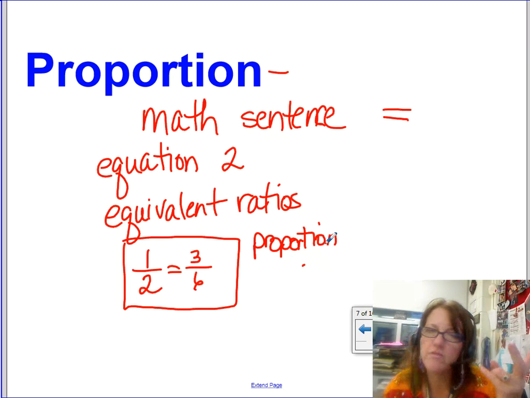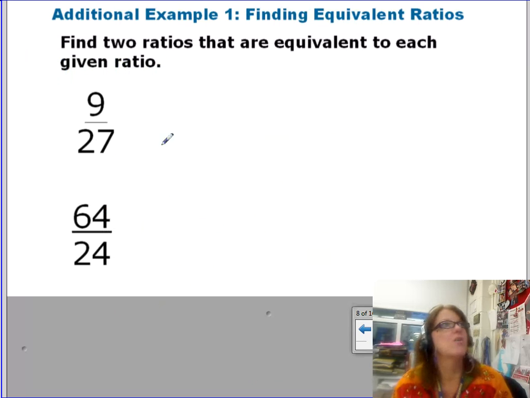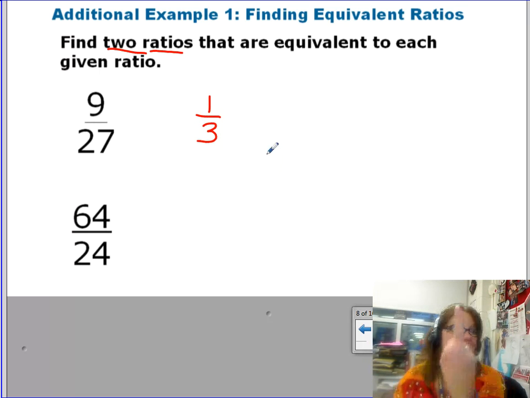You notice those two fractions are equivalent to each other, and because of that, when I set them in an equation equal to each other, that's what a proportion is. Nice. So let's look at these examples. 9/27. There's a beautiful fraction. It says find two ratios that are equivalent to this one. All right, so give me one that's equivalent to 9/27. Well, if I put that thing in simplest form, that's 1/3. There's one of them. Can you come up with another one? Yeah, lots. Now that I have simplest form, I can go to town.